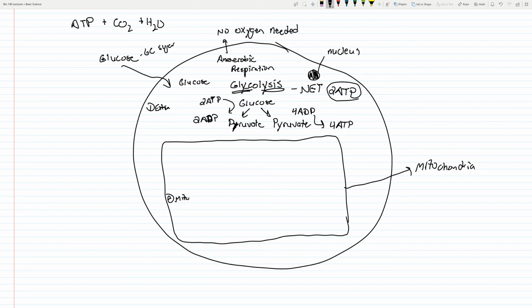Now, that's not a lot of ATP. We've got to have a much more efficient way to generate ATP. And we do have it. It is called 2 things: the citric acid cycle and the electron transport chain. These things occur in the mitochondria. So here we have this circular thing. It's called the TCA cycle. You've probably heard it called the Krebs cycle or the citric acid cycle.